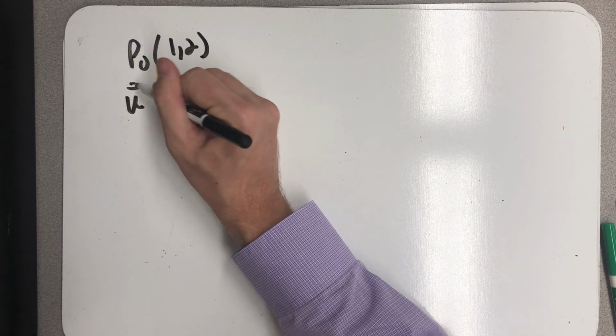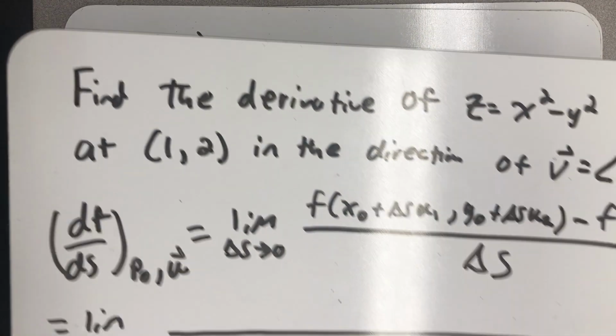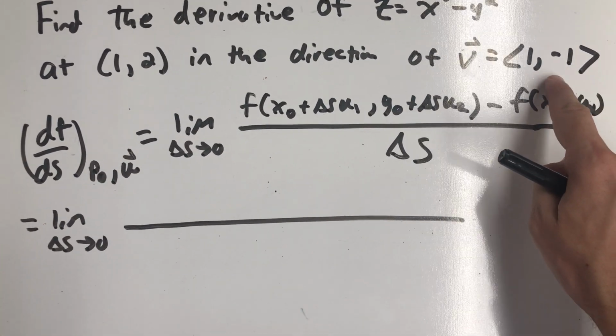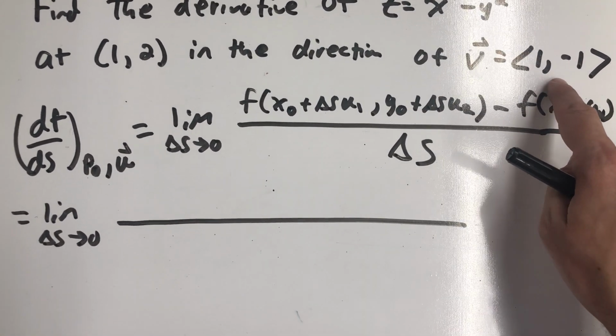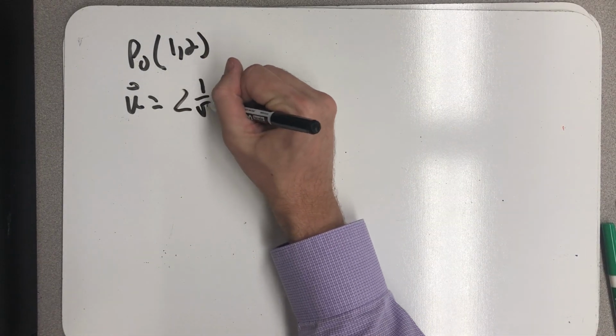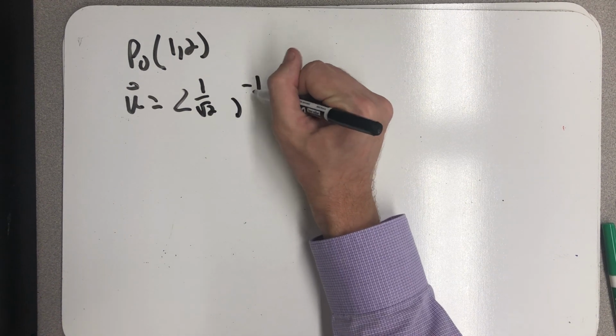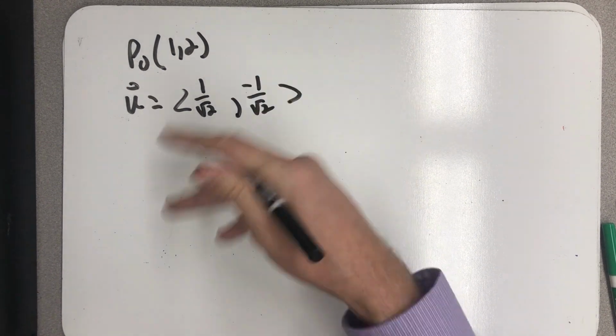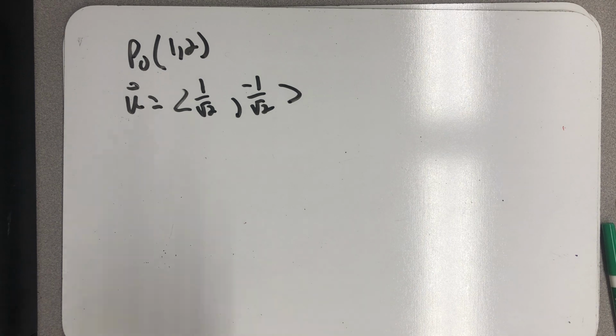And my vector u, I need to be a unit vector that has the same direction as this vector. Well, this vector has length square root of 2. So my unit vector u would be the vector (1 over root 2, minus 1 over root 2). And you can rationalize your denominators if you prefer, but I'm going to leave it just like that.